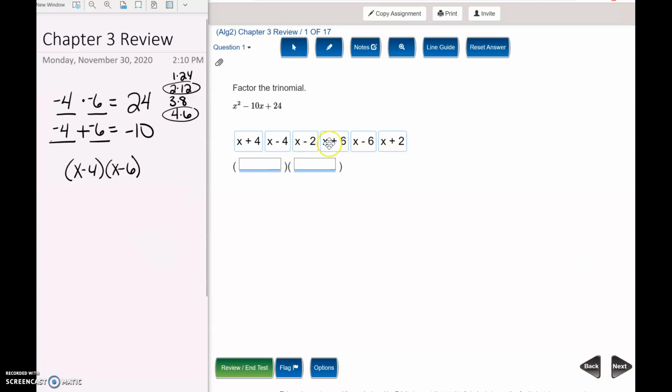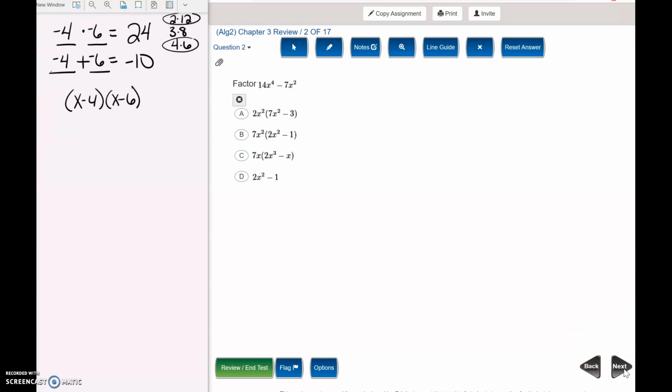This is set up so that it does not matter which order you do this. You do need to use Chrome, not Microsoft Edge, when you're doing this. You grab the x minus 4 and drag it in, grab the x minus 6 and drop that in. So it's a drag and drop problem.